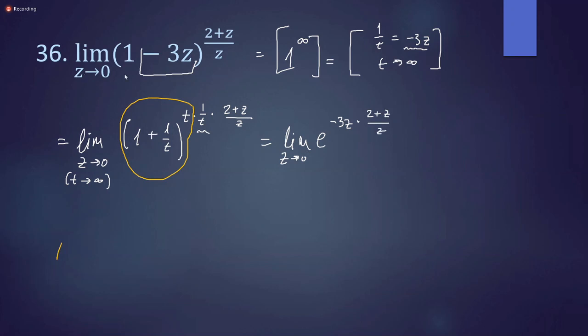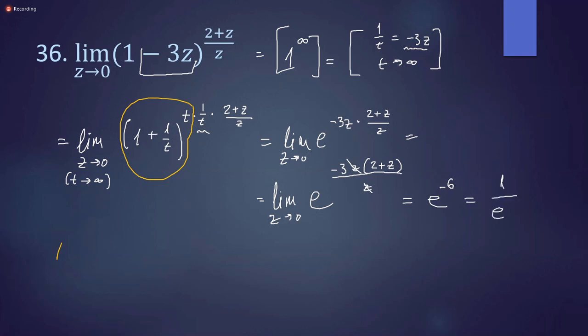There will be no need to rewrite it separately because now z tends to 0. So what we have is minus 3z times 2 plus z divided by z. These cancel out. z tends to 0. So we see that it's e to the power minus 6. e to the power minus 6, or 1 divided by e to the 6th power.